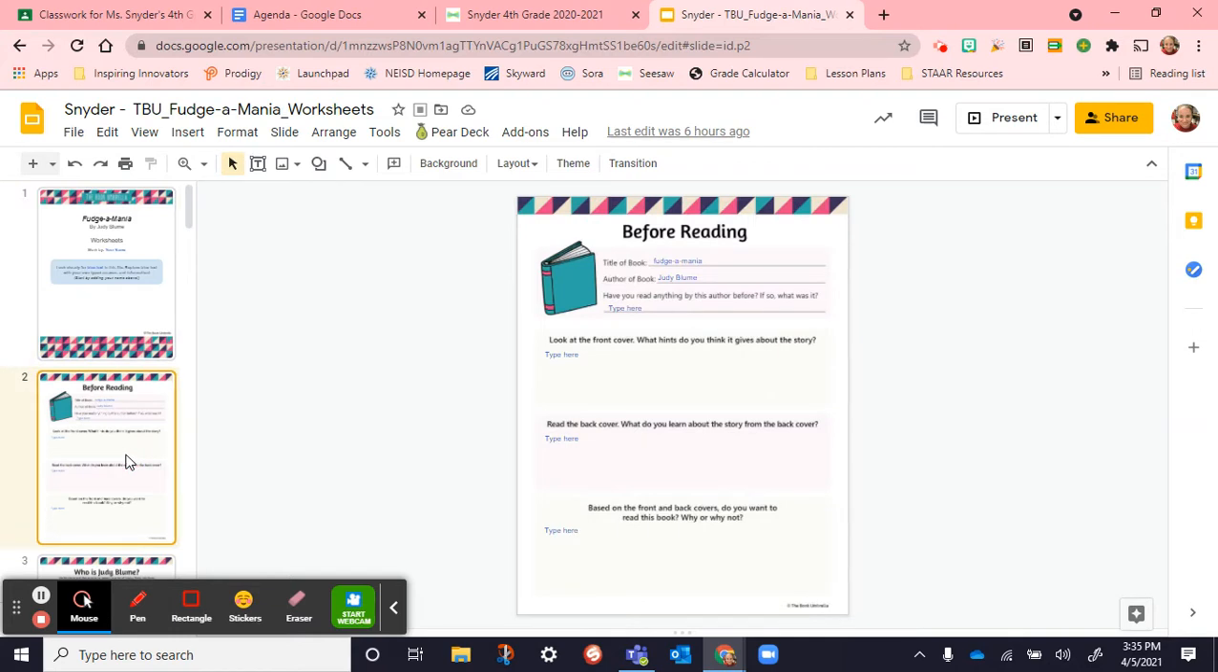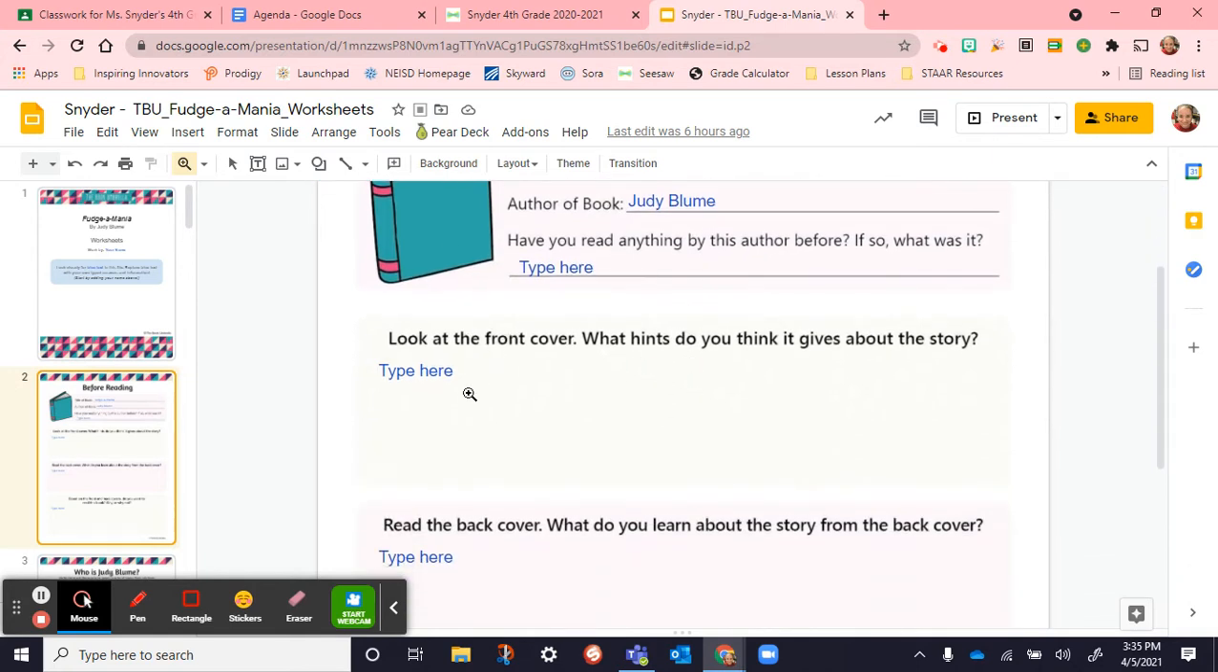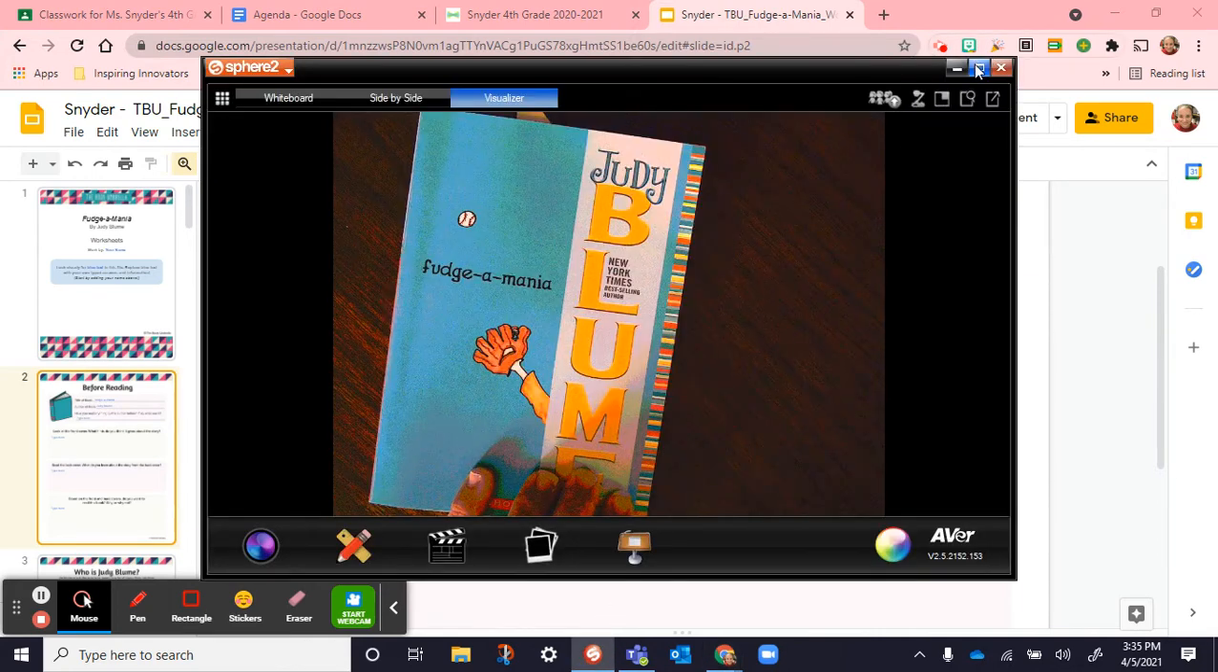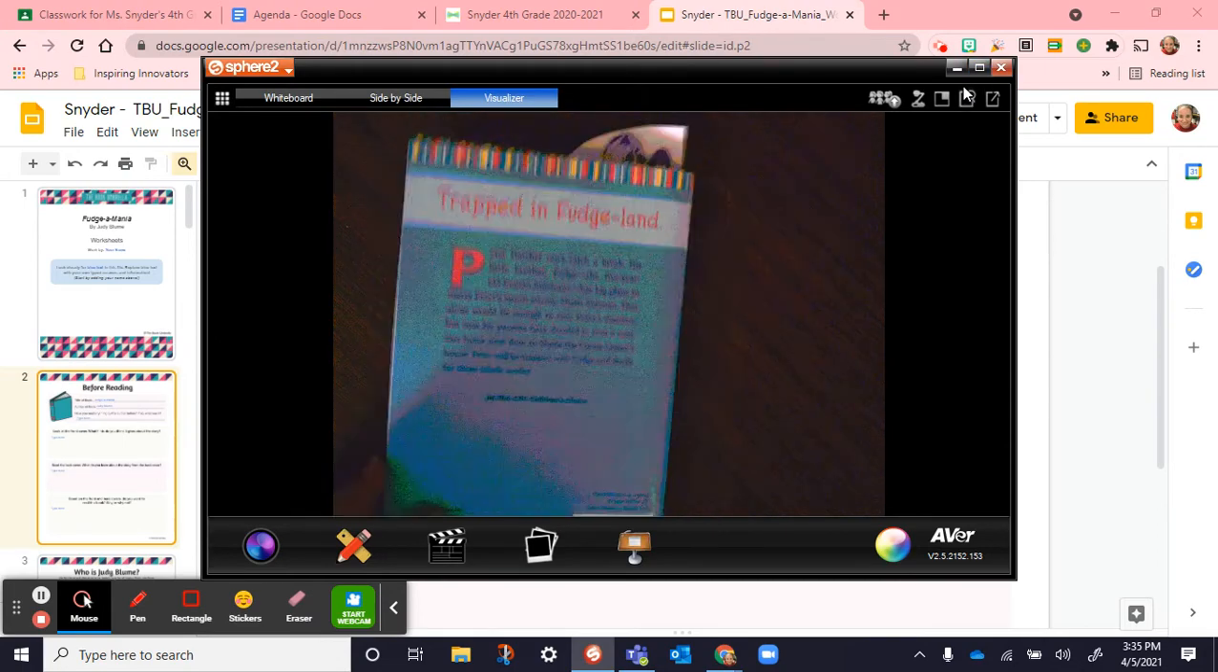So it says title of the book, author, and you can zoom in if you can't see it. Zoom in and make it bigger. So title of the book, author, have you read anything by this author before? If so, what was it? And then we took a look at the front cover. Okay, so here's the front cover, and then also the back cover.